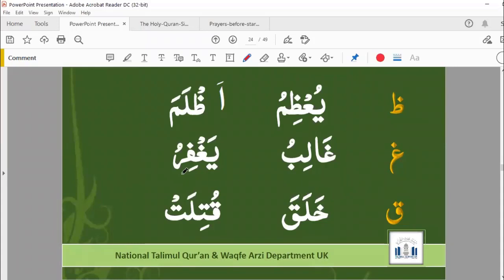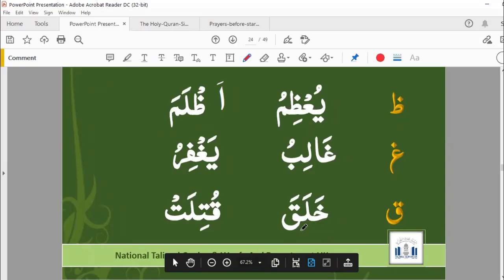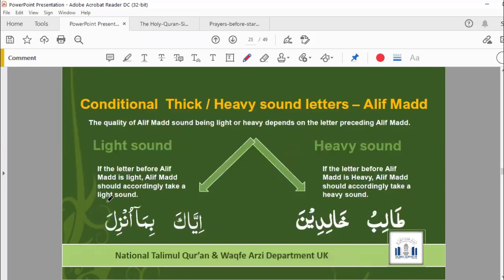Ghalibu. Again, obviously, now we are very familiar with what a huruf madda is, which means the letter of elongation. Yaghfiru, here it's a ra with a dhamma. And then we have qaf, which is again a throat letter. Khala, it's not a throat letter, it's a thick letter. Khalaqa. Kutilat is with no movement at all on ta because it has got a sukoon. Okay, next one, please. Anyone else now?